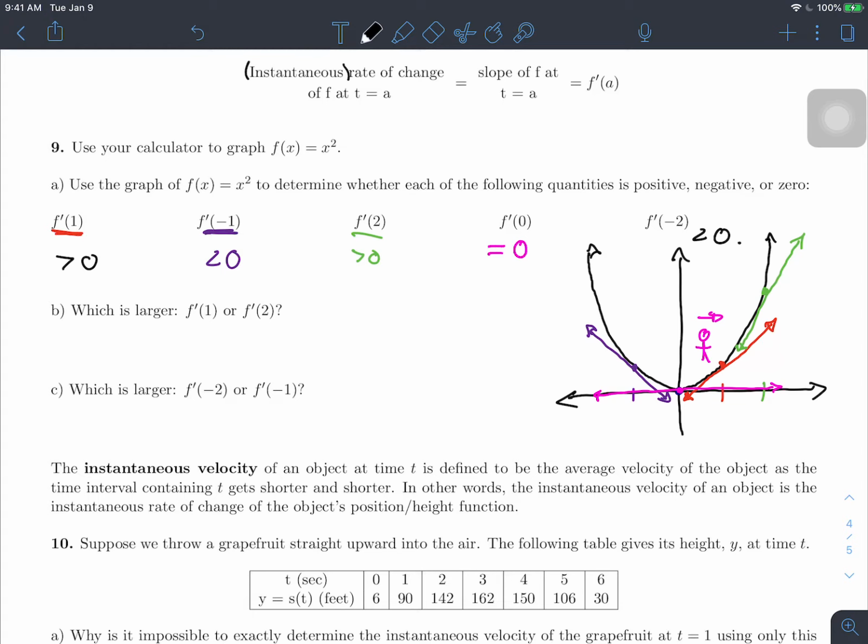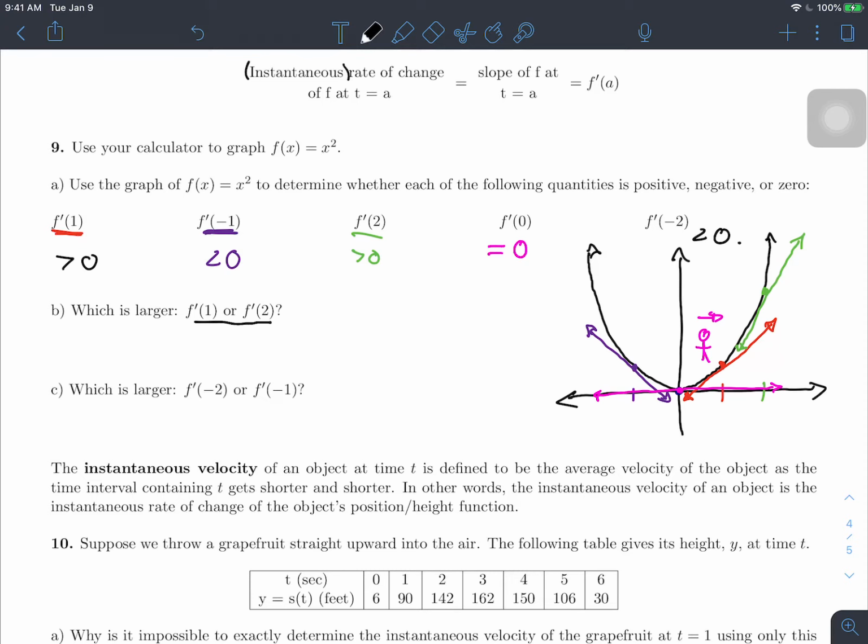Which is larger, f prime of 1 or f prime of 2? What do we think? 2. Can you explain your reasoning? Why do we think f prime of 2 is going to be larger than f prime of 1? Yes, Abhi? It has more of a slope from 0 to 2 than 0 to 1. Yes, that's exactly right. The slope is more intense, so to speak, right?